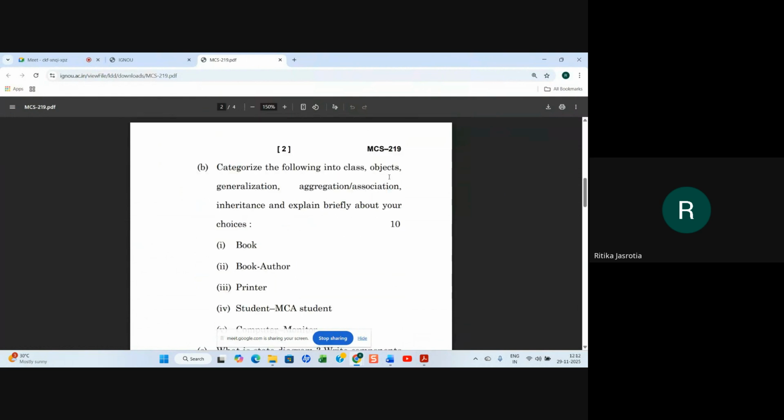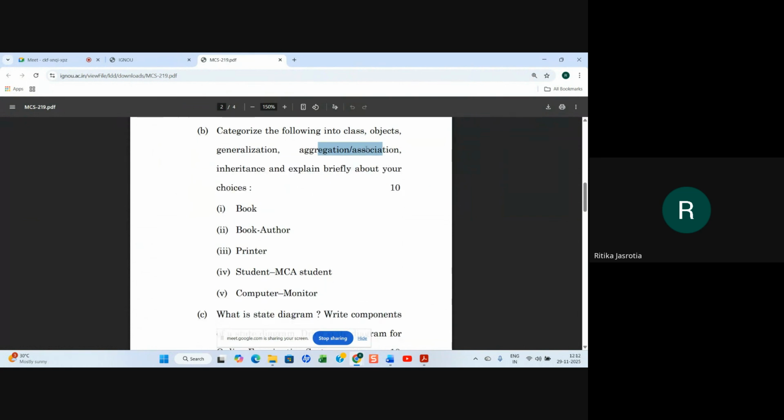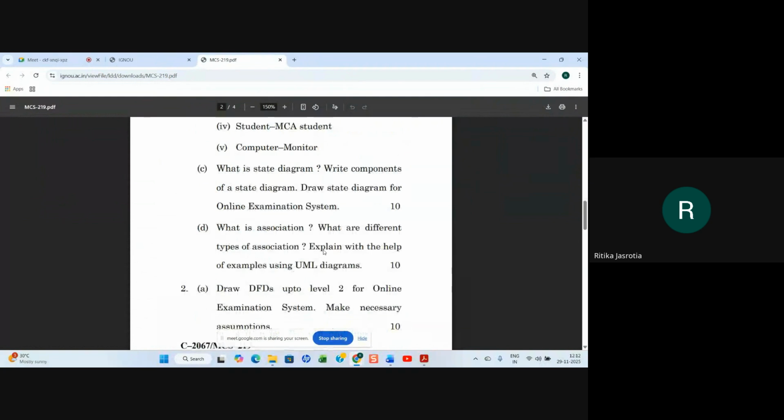Categorize the following into classes, objects, generalization, aggregation. So book is a class. Book and author have a relationship, so association will be there. Printer will be a class. Student and MCA student will be inheritance, or you can say generalization. A type of student is MCA, right? Computer and monitor will again be, I think, association.